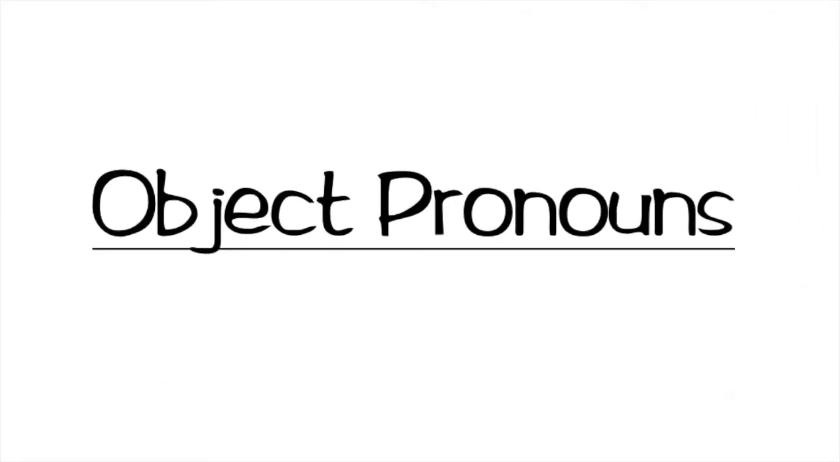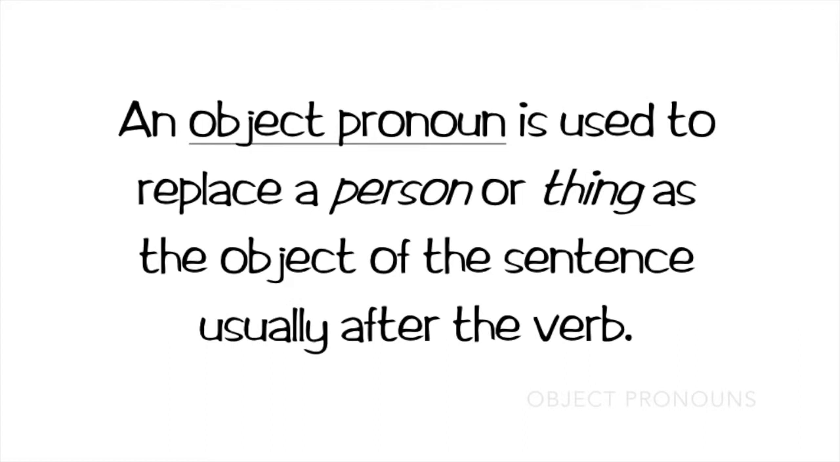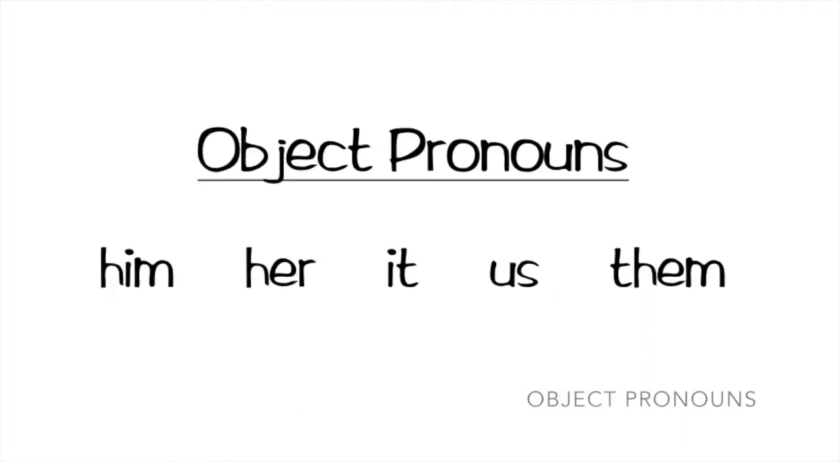Next, we have object pronouns. An object pronoun is used to replace a person or thing as the object of the sentence, usually after the verb. The object pronouns we are learning in this book are him, her, it, us, and them.